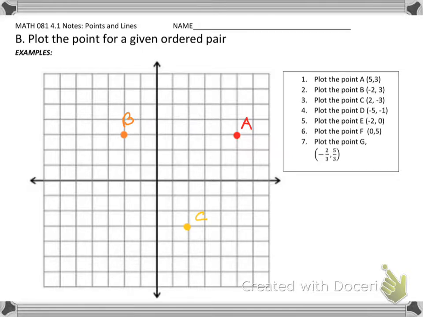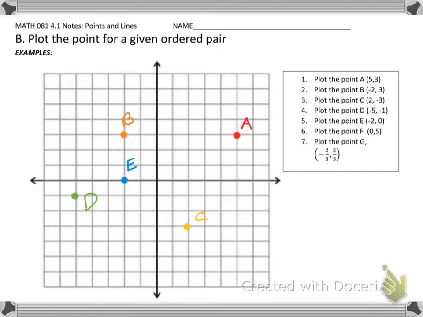Okay, how about point D? Point D is -5, 1, 2, 3, 4, 5, and then -1. So point D is right here. Okay, how about point E? Well, point E is -2, 0. So that's going to be right here.